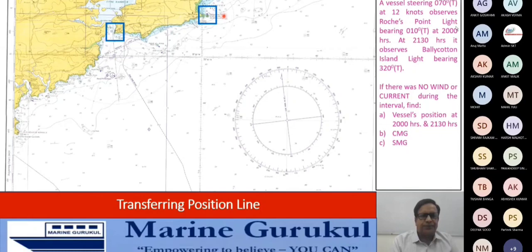Okay, very good. You can see, beta, in the question one PL is given for 2000 hours and the second PL is given for 2130 hours. So these are for different times. There is a difference of 1.5 hours. So this is a very simple question. There is no wind, there is no current in the area. And we now need to know what is the vessel's position at both these times. The speed is given to us, 12 knots, course steered is given to us, 070. The bearings at both the times are also given to us. So let's see how do we plot it.